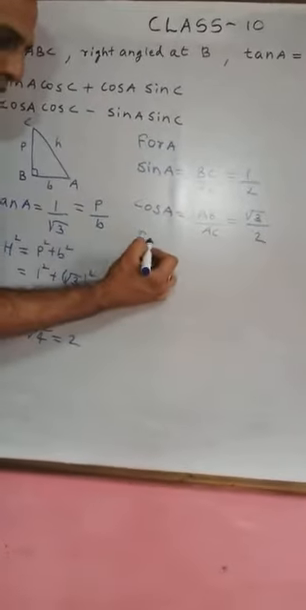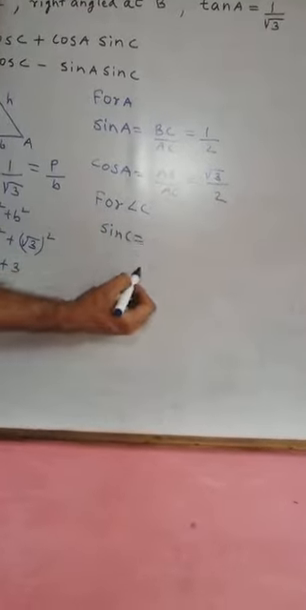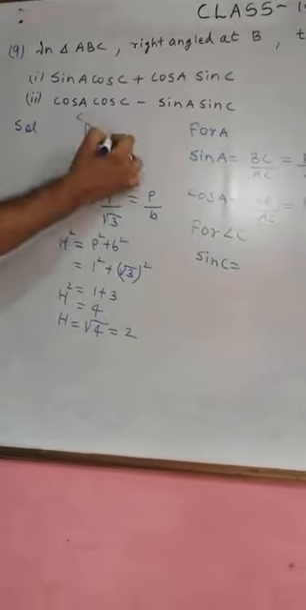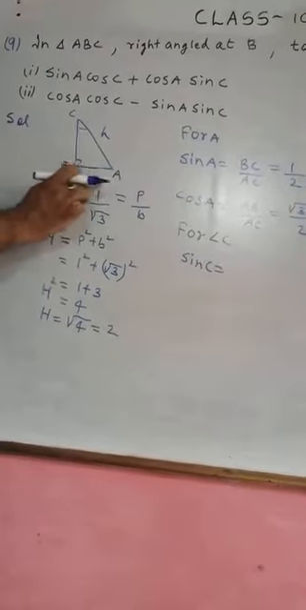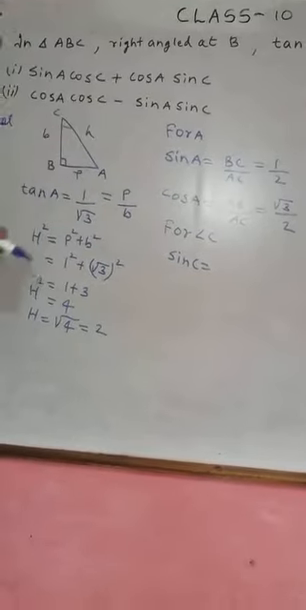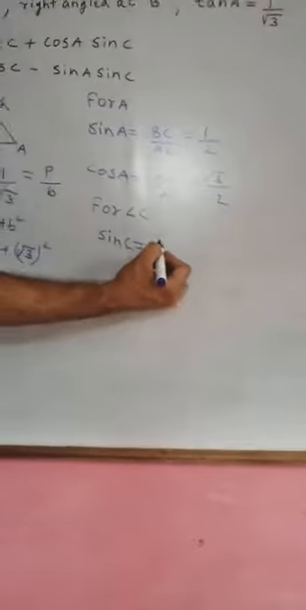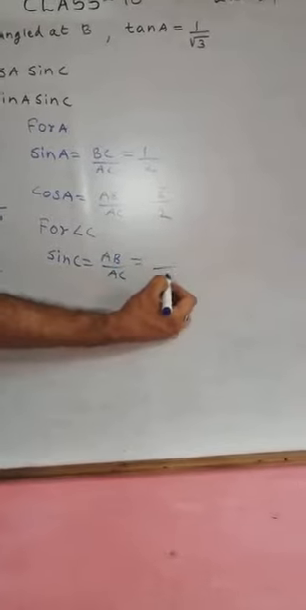Now we will find the ratios for angle C, starting with sin C. For angle C, the perpendicular and base change, while the hypotenuse stays the same. The opposite side of angle C is AB, so this will be the perpendicular and BC will be the base. The formula for sin C is perpendicular upon hypotenuse, so AB upon AC. AC is 2, AB is root 3, so sin C is root 3 upon 2.